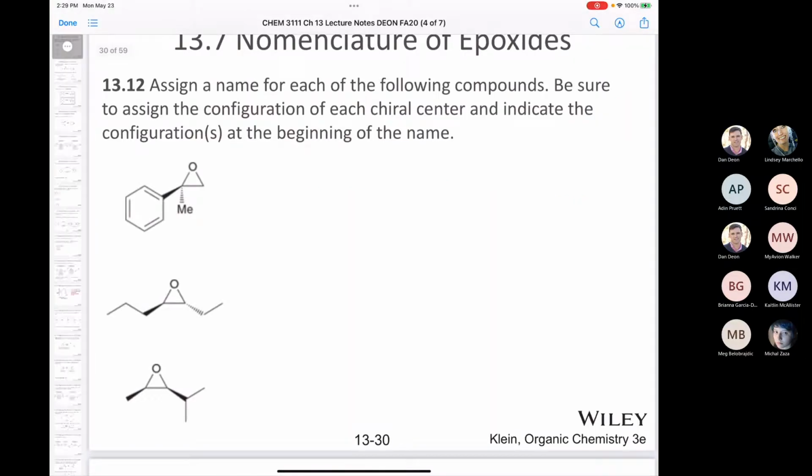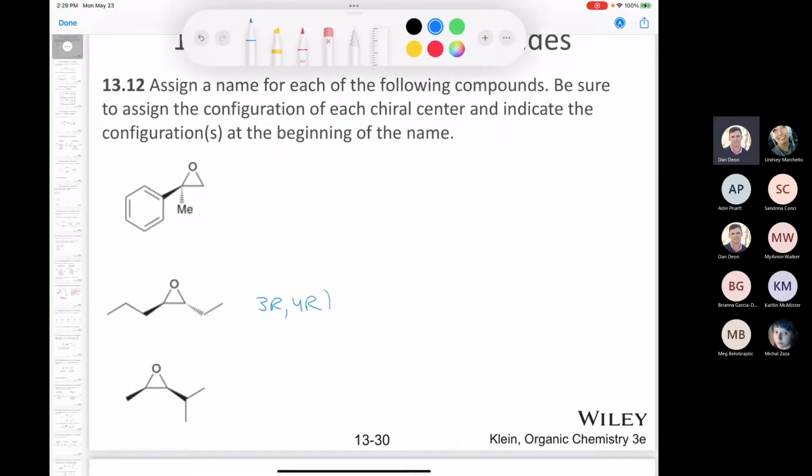Son of a gun, I just lost everything. So we have 3R and 4R, 3,4-epoxy heptane. There we go.